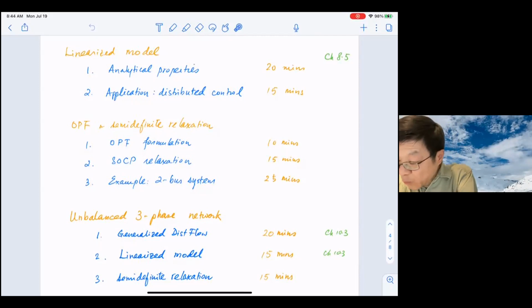Finally, I will describe how to generalize all of the above, both the models, the linearized model and its analytical properties, and also the relaxations from single-phase system to unbalanced three-phase system.